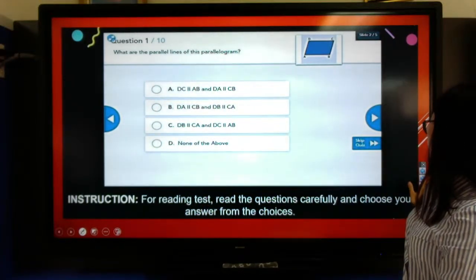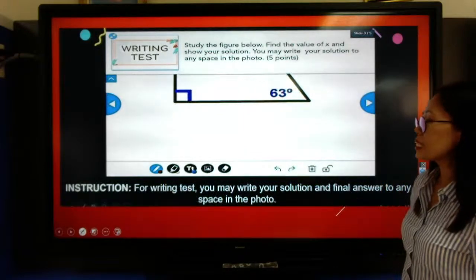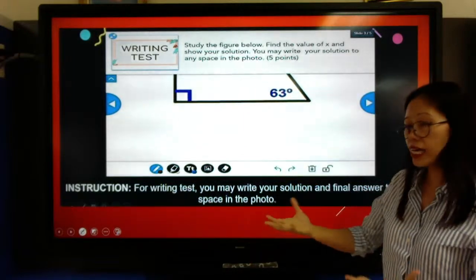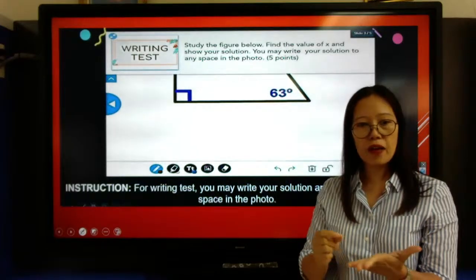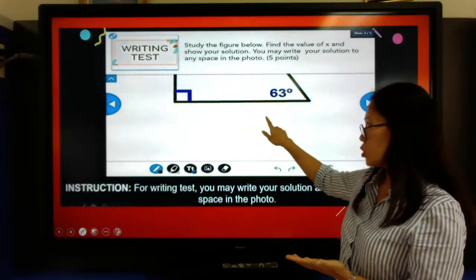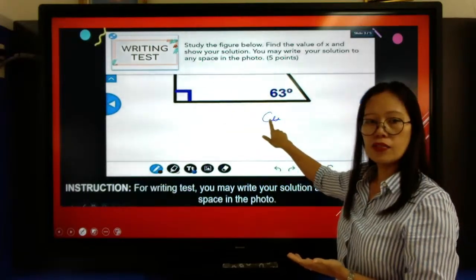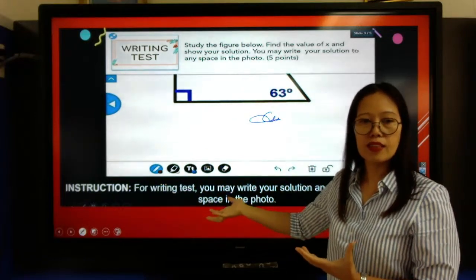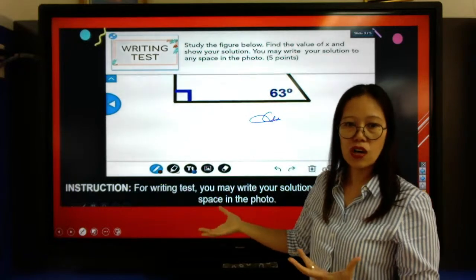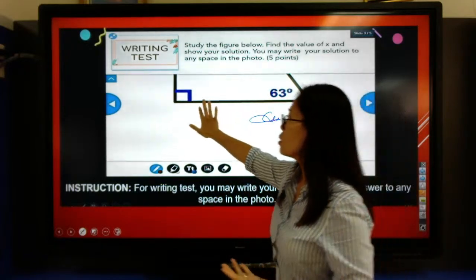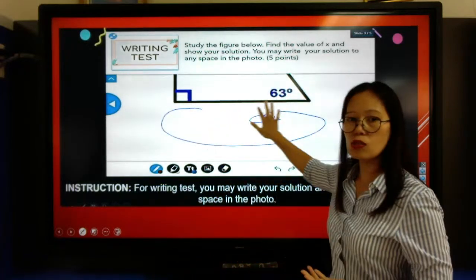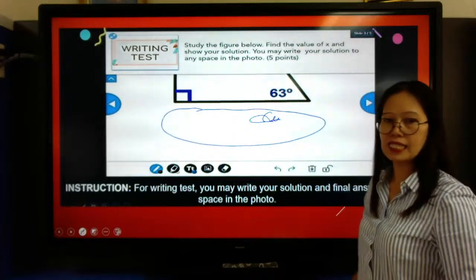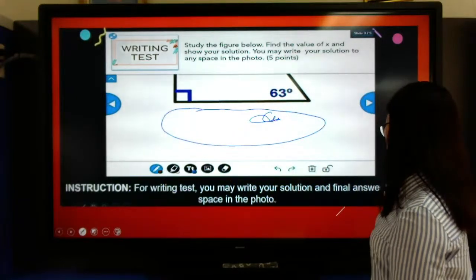Next is the writing test. For the writing test, if you're using your phone or your iPad, you can use your finger to write the solution. I want you to write a neat and clear solution. You can write on the space provided here for your solution. That is for the writing test.